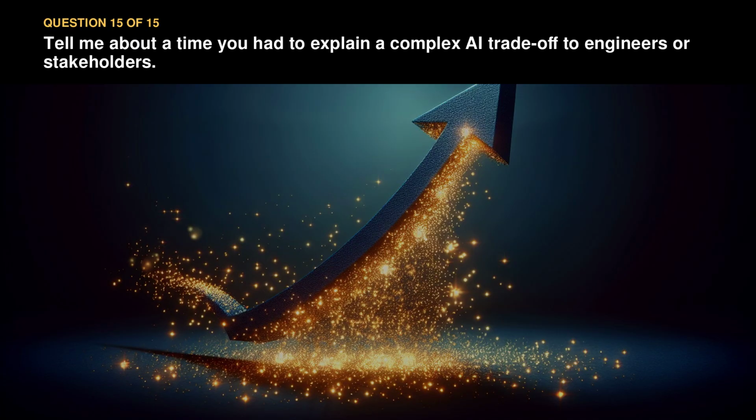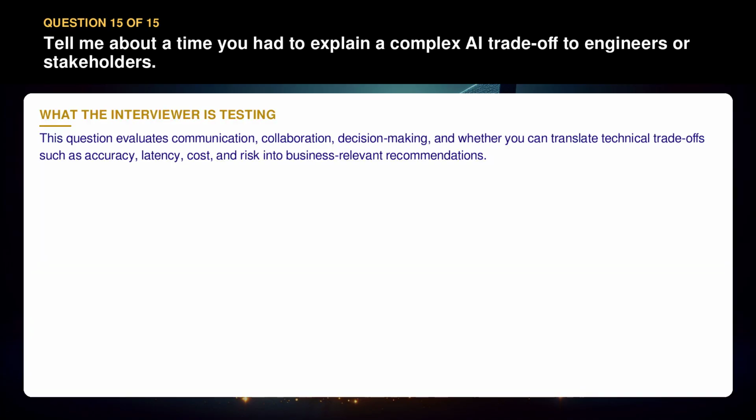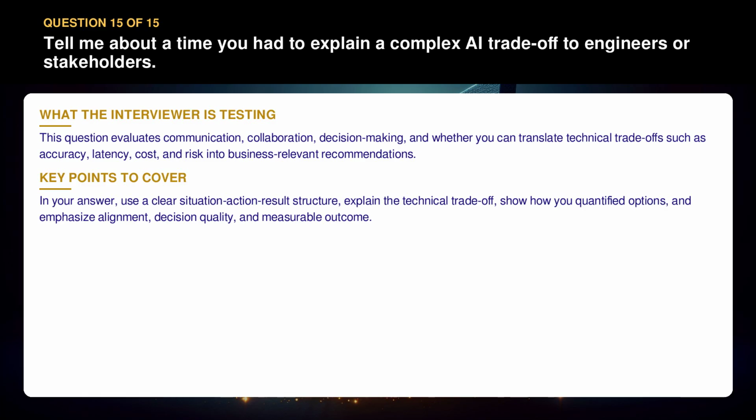Question 15. Tell me about a time you had to explain a complex AI trade-off to engineers or stakeholders. This question evaluates communication, collaboration, decision-making, and whether you can translate technical trade-offs such as accuracy, latency, cost, and risk into business-relevant recommendations. In your answer, use a clear situation-action-result structure. Explain the technical trade-off. Show how you quantified options, and emphasize alignment, decision quality, and measurable outcome.